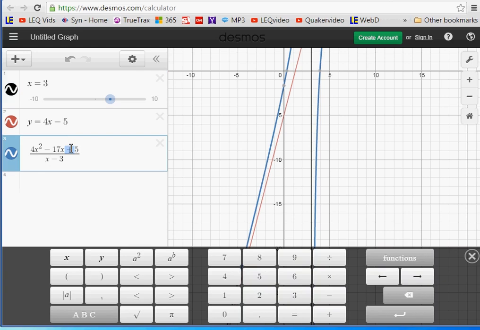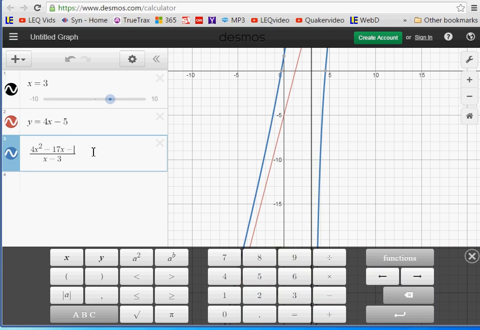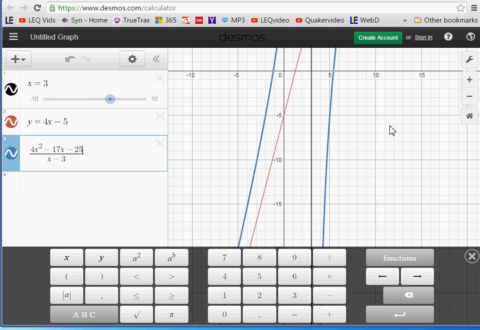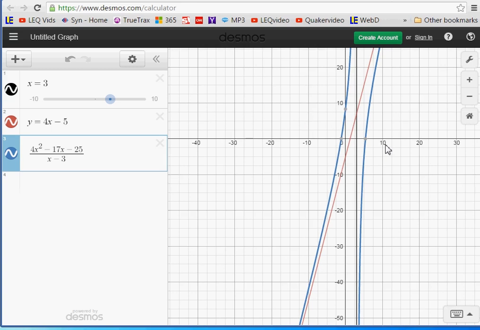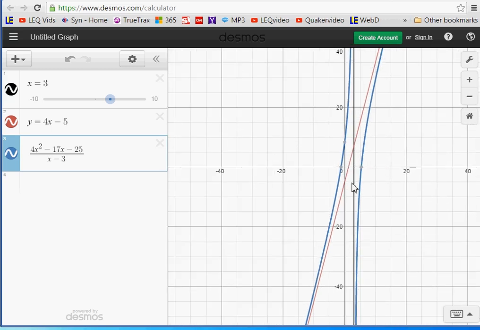You could play around with that, change the shape a little bit, make it minus 5. Doesn't change too much. Make it minus 25. You know, it's making little changes. But in the end, the big thing is it keeps the vertical asymptote and it keeps that oblique asymptote. So hopefully you follow along.